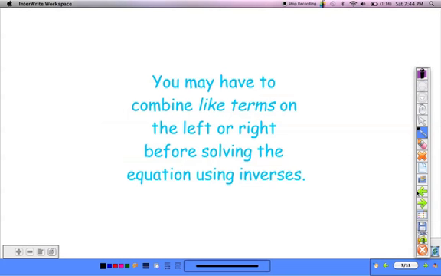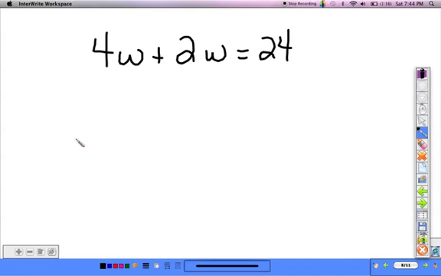Now sometimes you'll have to clean up the equations a little bit before you can solve them. Sometimes there's like terms that must be combined first. Let me show you. You see I have two terms that have w's. Okay? Since they both have w's, we call them like terms. And those like terms can be combined before we do anything else. So I have 4 w's and I have 2 w's on the left side of the equation. So really, on the left side of the equation, I have 6 w's.